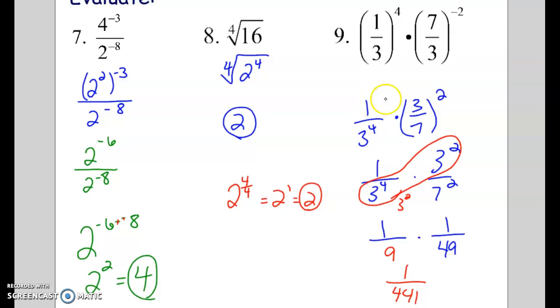1 to the 4th is still 1. This one was a negative exponent, so first of all, make it positive. Okay, and then from there, I left my 3's so that I could do it in my head instead of needing a calculator or doing that many difficult calculations. So we have 3 squared and 3 to the 4th. We can simplify that to be 3 squared in the denominator, times 7 squared, which is 49 times 9, so 1 over 441.